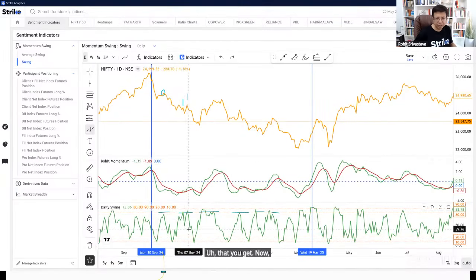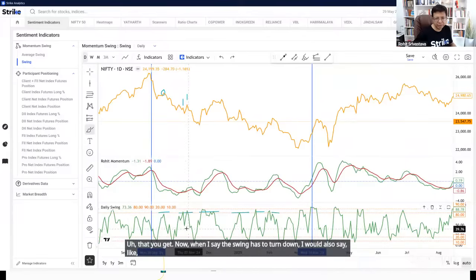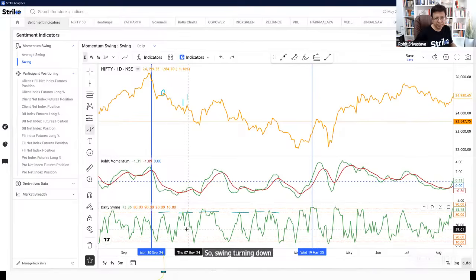Now, when I say the swing has to turn down, I would also say, like what we say in price and momentum, price should also turn down. So swing turning down, if prices are still going up, it might be a divergence, but it might not be a reversal yet.